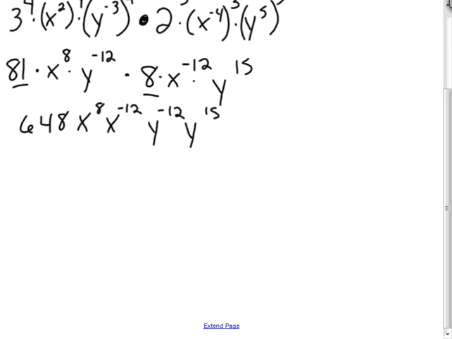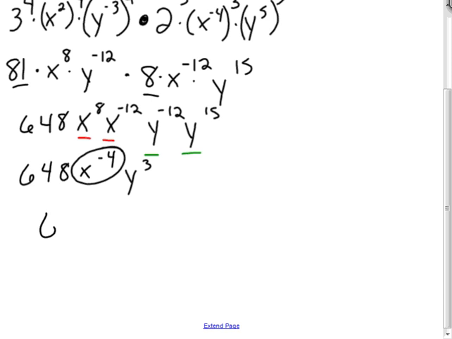So then I see, okay, these are the same bases, and I'm multiplying, so I add exponents. So this is 648, x to the negative 4th. Again, same thing, bases are the same, so I'm going to add exponents, so y goes to the third. And then lastly, I have this negative exponent. Cannot have negative exponents, so you have to push that to the bottom. So it's 648. Y to the third is a positive exponent, so that stays on top. And the bottom pushes your x to the fourth.